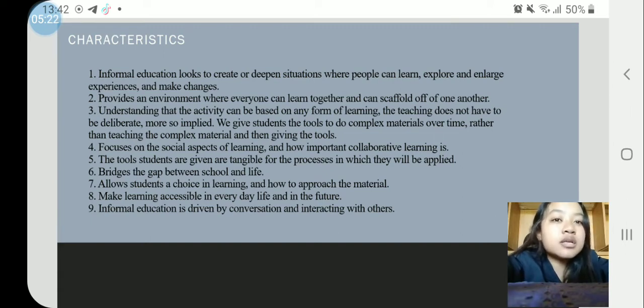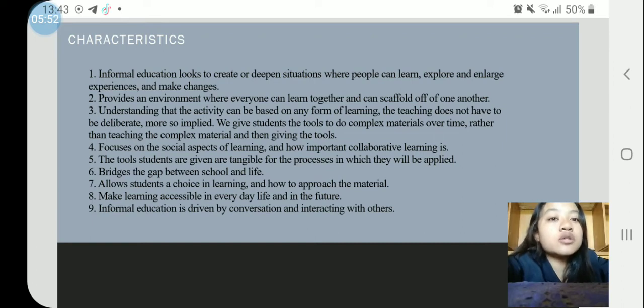The teaching does not have to be deliberate, more so implied. We give students the tools and do complex materials over time rather than teaching the complex material and giving the tools. The fourth one is focus on the social aspect of learning and how important collaborative learning is. The fifth one is the tools students are given are tangible for the process in which they will be applied.